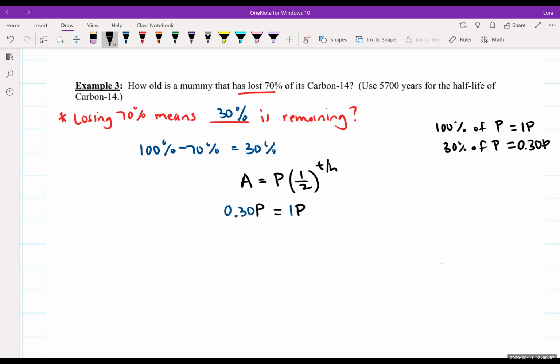Now it's interesting because you don't really need to know the original amount, exactly how many grams or atoms of the carbon-14 we have. You'll notice right away that the P's will divide out, which is nice. So let me finish this off. We're taking 1/2 to the power. Now T is the unknown because we're asking about how old. And H, they're telling us to use 5,700 years. So we're plugging all that in.